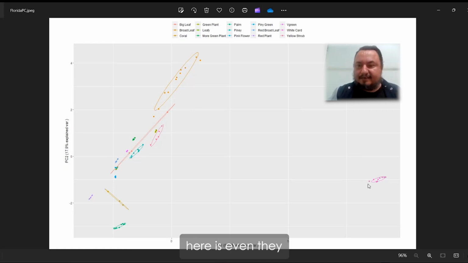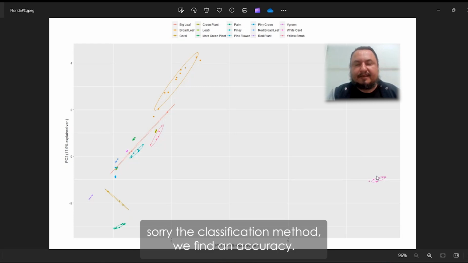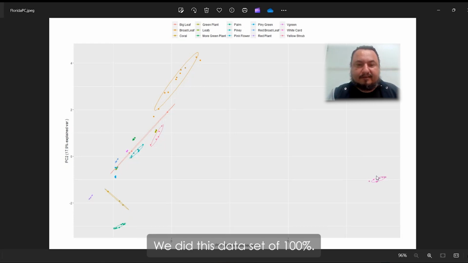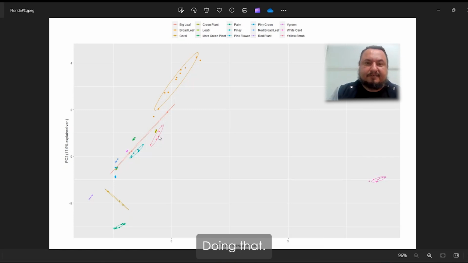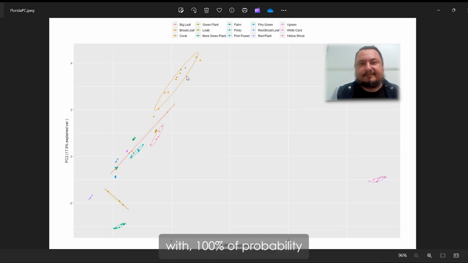And here is even the white card data. So when we did the classification method, we found an accuracy with this data set of 100%. This means that we can use this spectral signature and predict with 100% probability that this is the coral, for example.